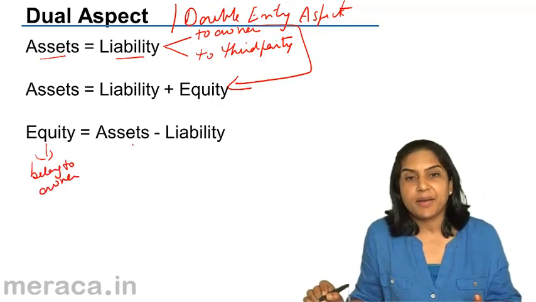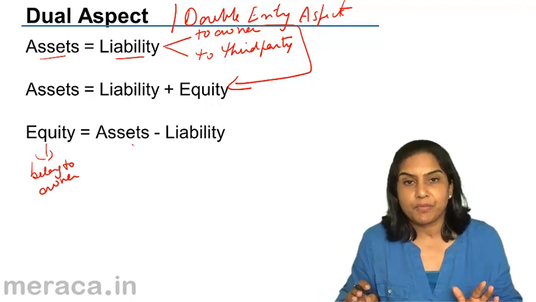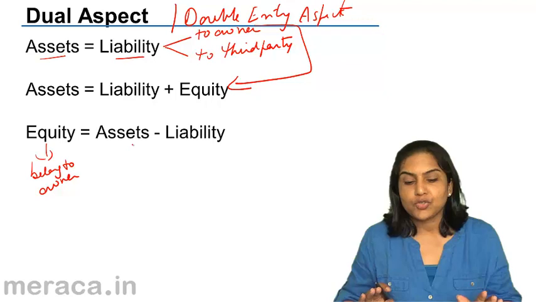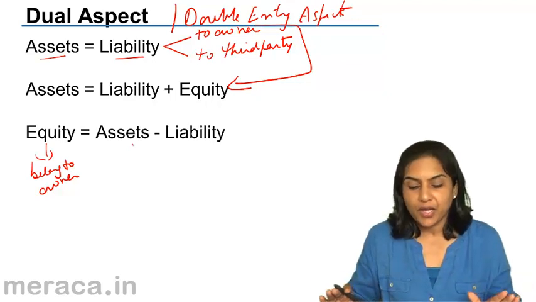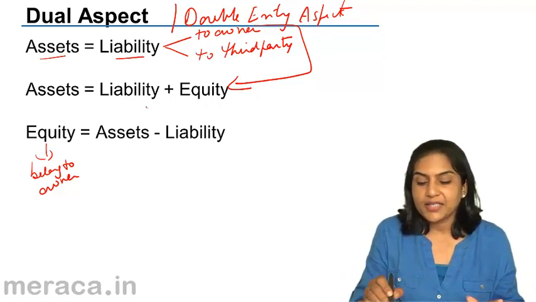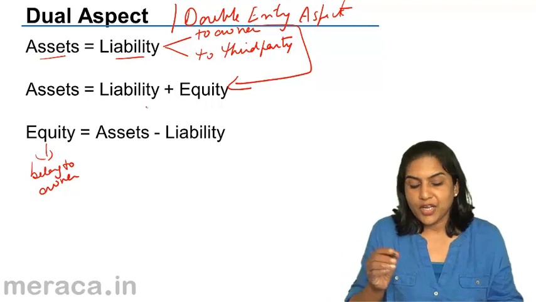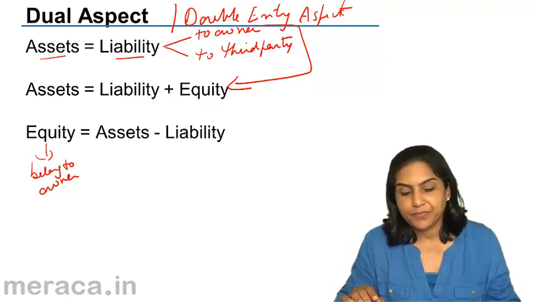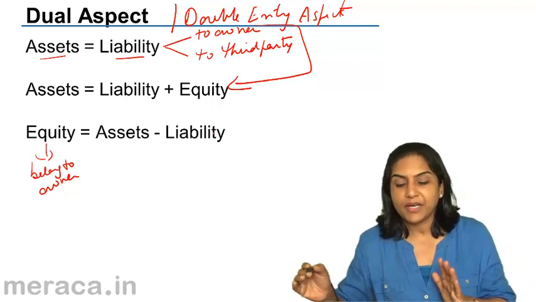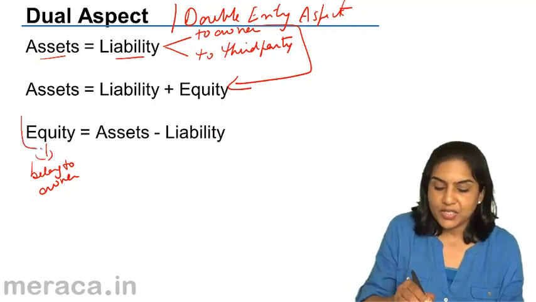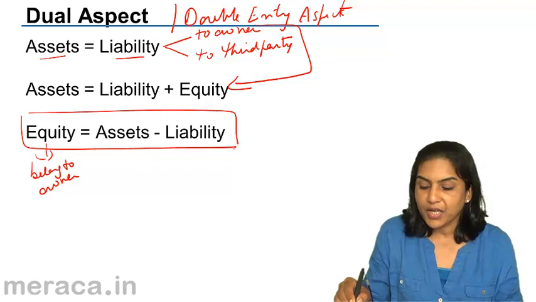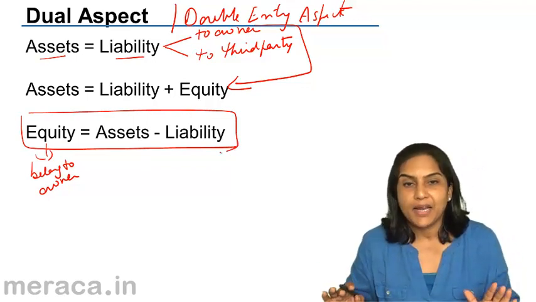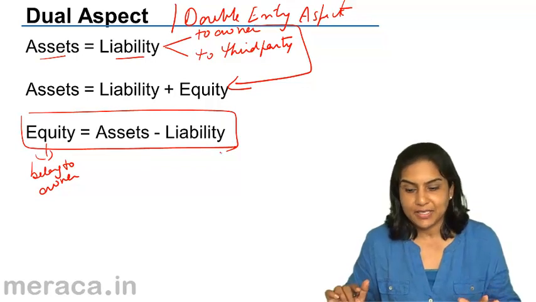Assets minus liability. That is the worth of the business. That is what belongs to the owner. So the fundamental accounting equation is that equity is equal to assets minus liability, or assets equal to liability plus equity. This is the fundamental accounting equation on the basis of which the entire double entry system is based.